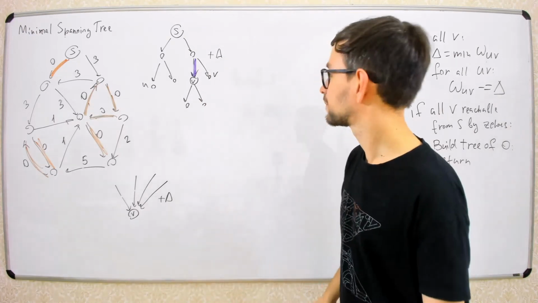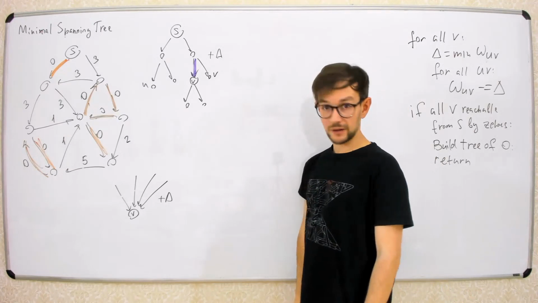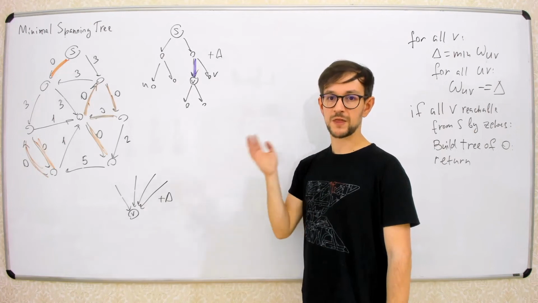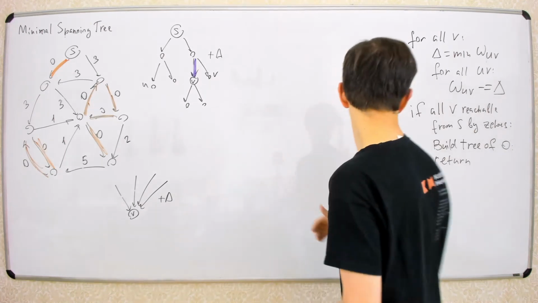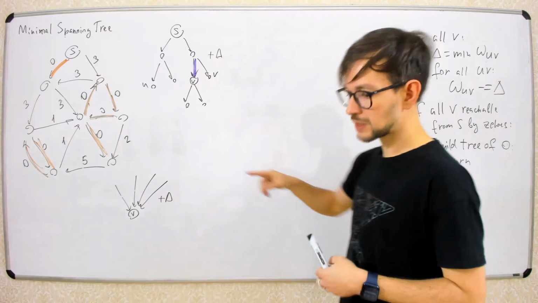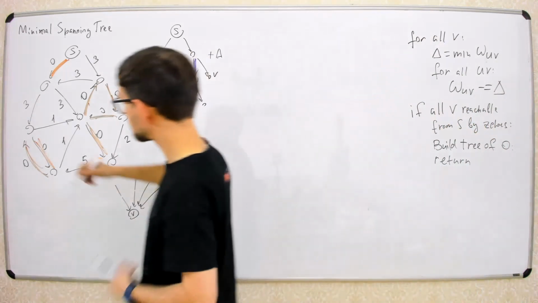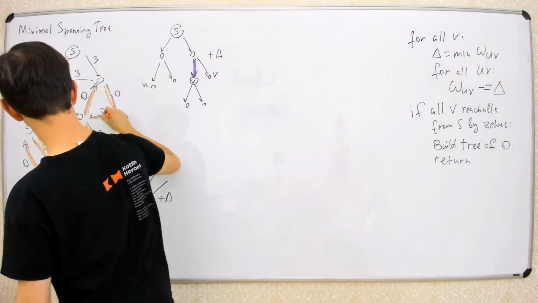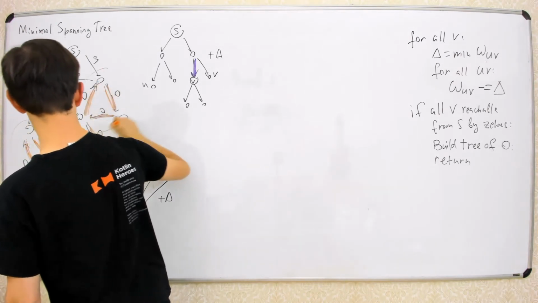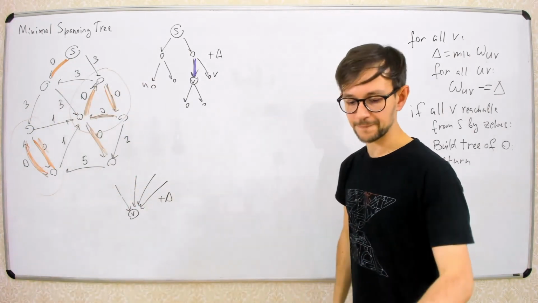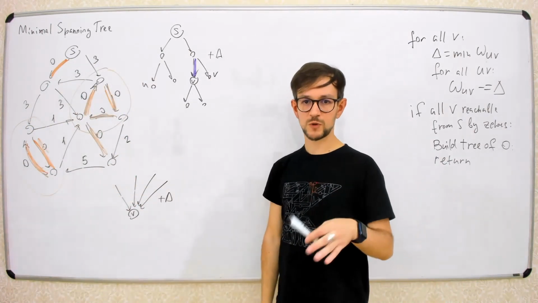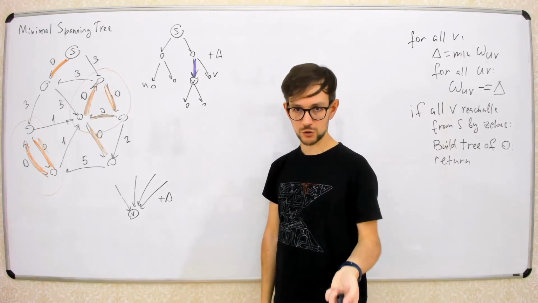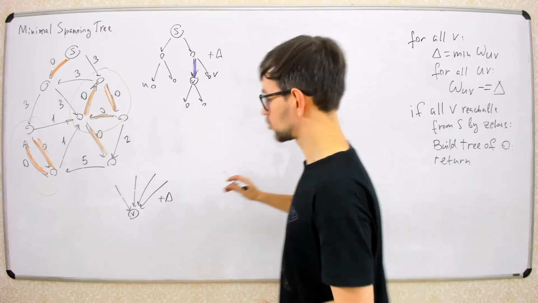Then I claim that if some node is not reachable from S, then you have a cycle. For example, here we have two cycles. We have this cycle and we have this cycle. So if some node is not reachable from S, then there is a cycle of zeros. Why is it true? Well, let's find some node which is not reachable from S.